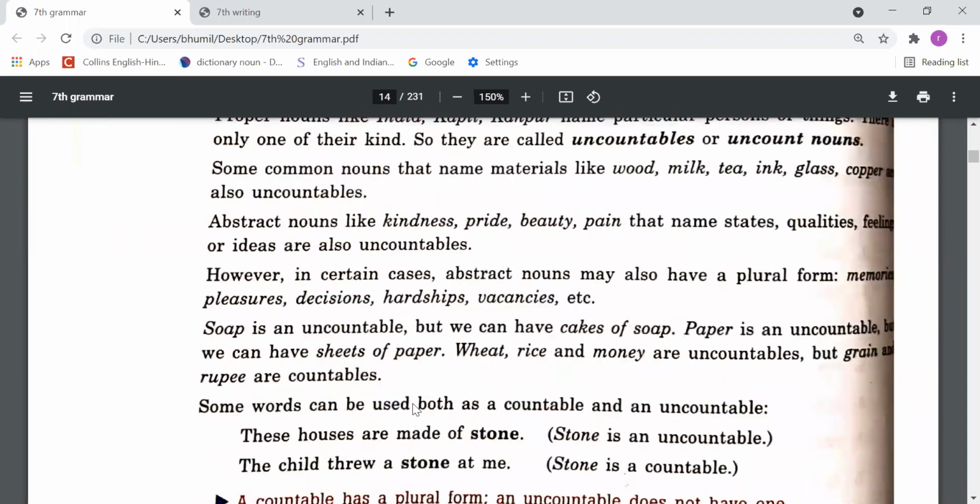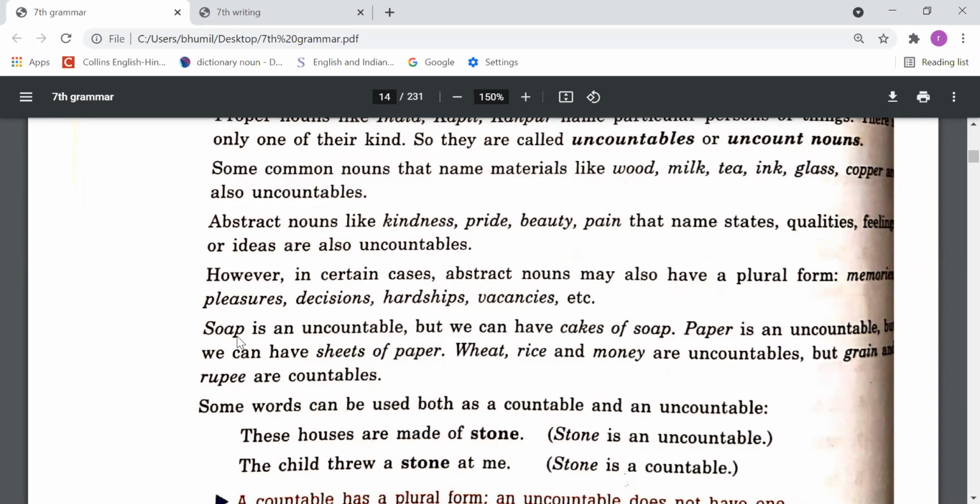However, in certain cases, abstract nouns may also have a plural form, like memories, pleasures, decisions, hardships, vacancies, etc. So, dear students, we have to understand that sometimes it happens. Some abstract nouns are countable, like memory, memories; pleasure, pleasures; decision, decisions; hardship, hardships; vacancy, vacancies. So these are abstract nouns. Despite that, sometimes they are countable, meaning there is a plural form of these nouns.